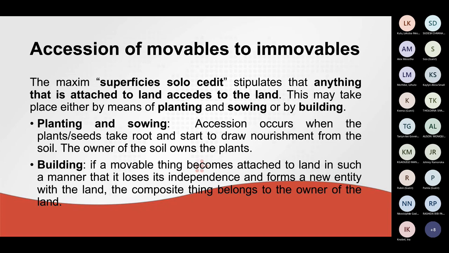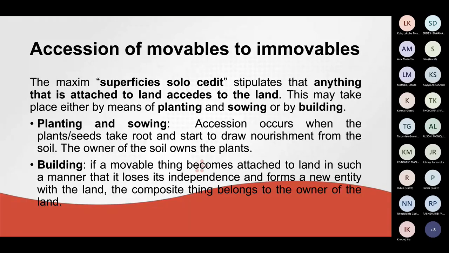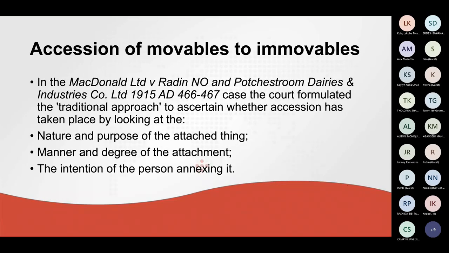And the same with building. If a movable thing becomes attached to land in such a manner that it loses its independence and forms a new entity with the land, the composite thing belongs to the owner of the land. In order to determine whether the composite thing belongs to the owner of the land, you will have to look at the nature and purpose of the attached thing, the manner and degree of the attachment, and the intention of the person annexing it.